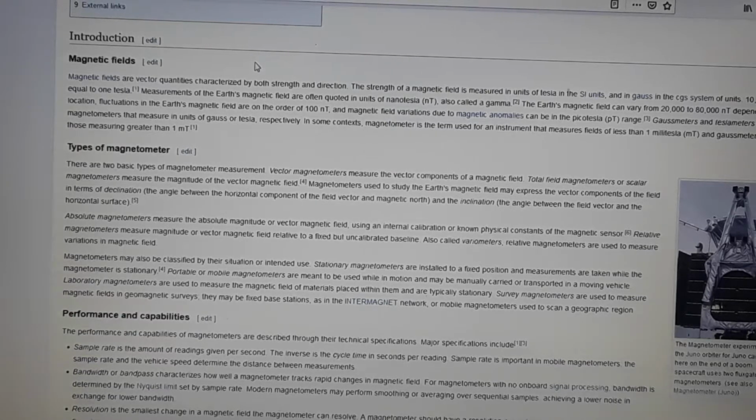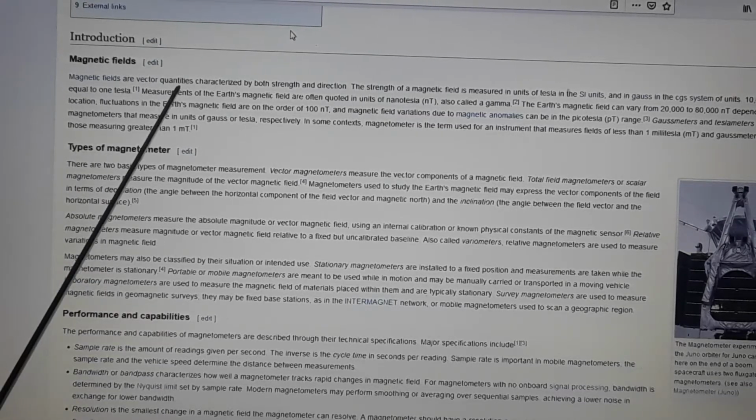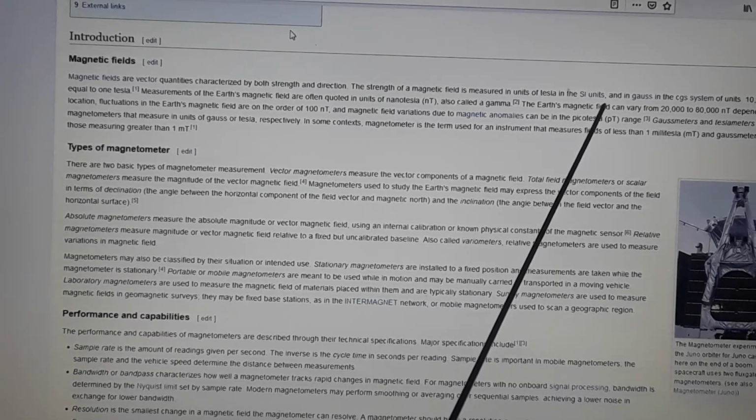All right. So what we're looking at is types of magnetic fields. All right, so in introduction, magnetic fields. Magnetic fields are vector quantities characterized by strength and direction. The strength of a magnetic field is based in units of Tesla in the SI units.